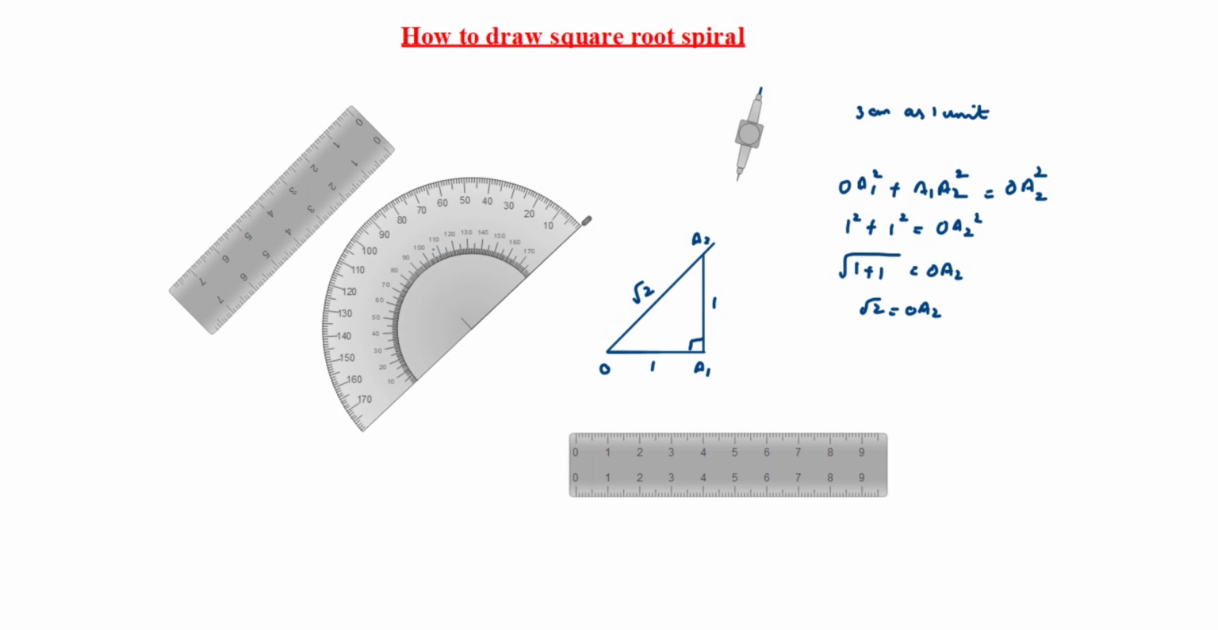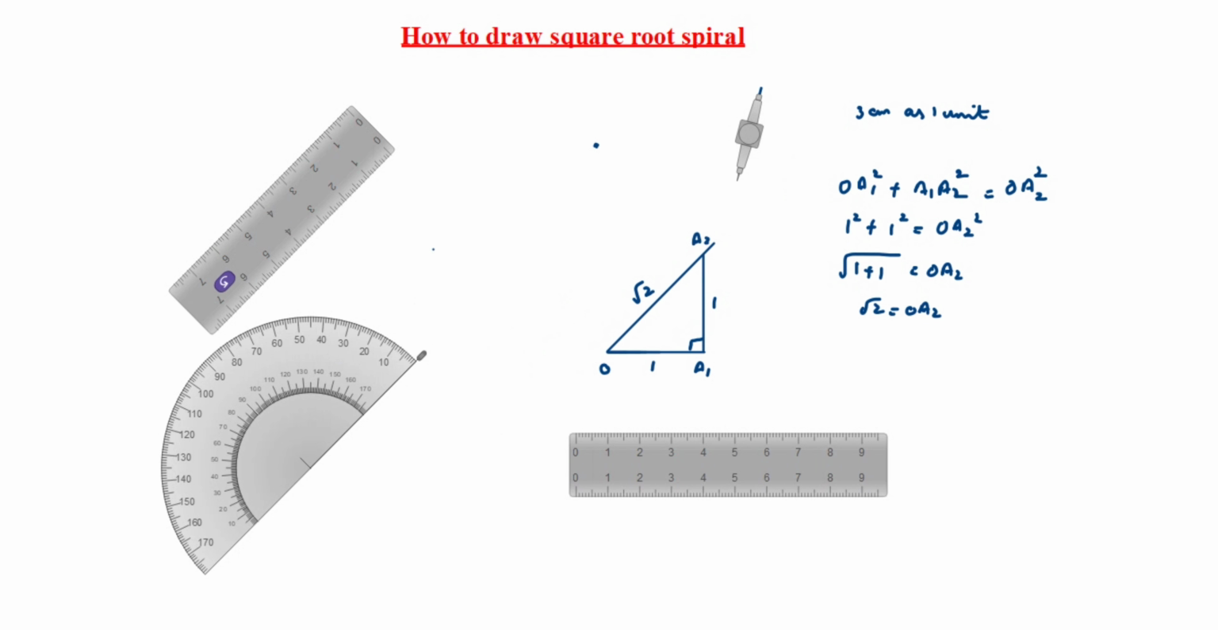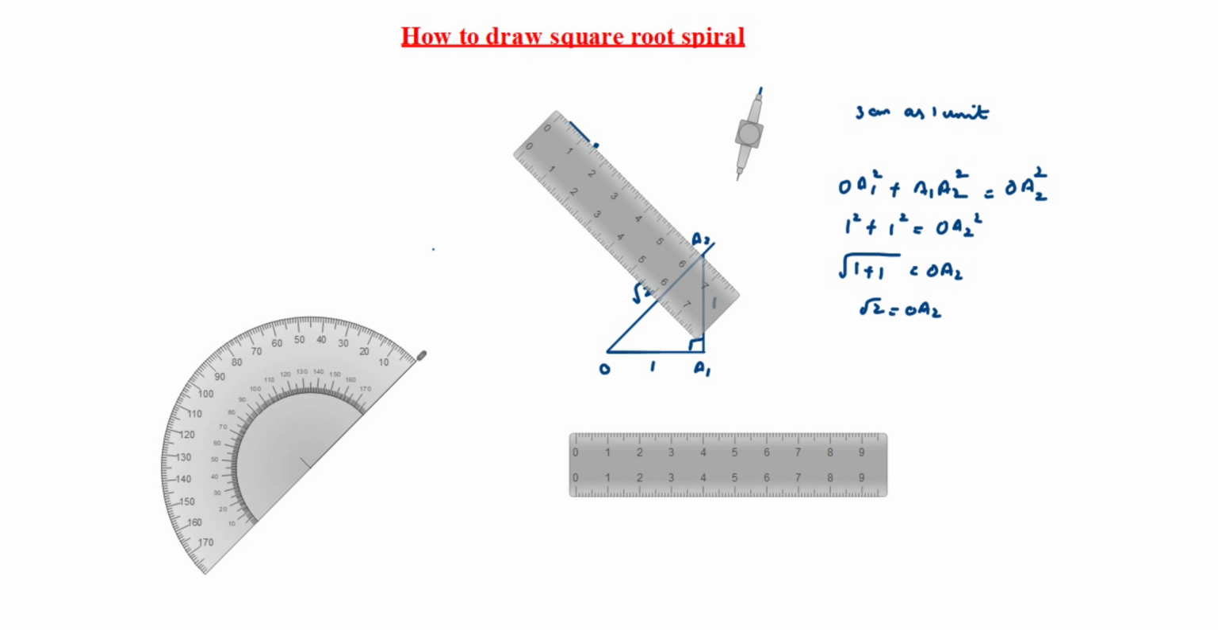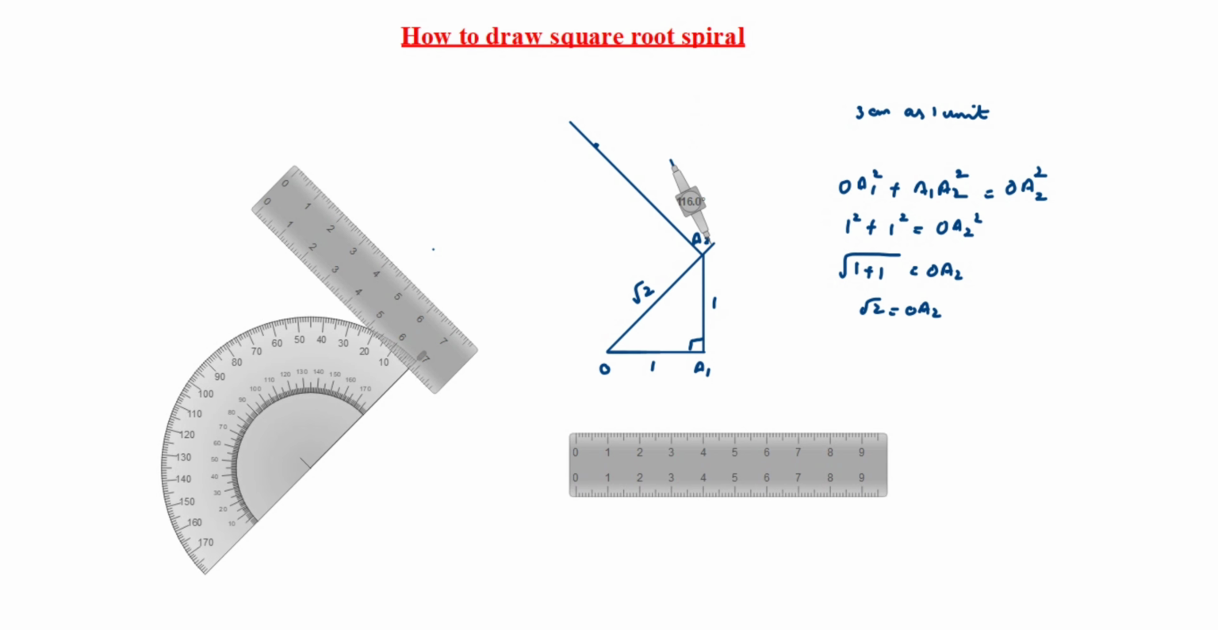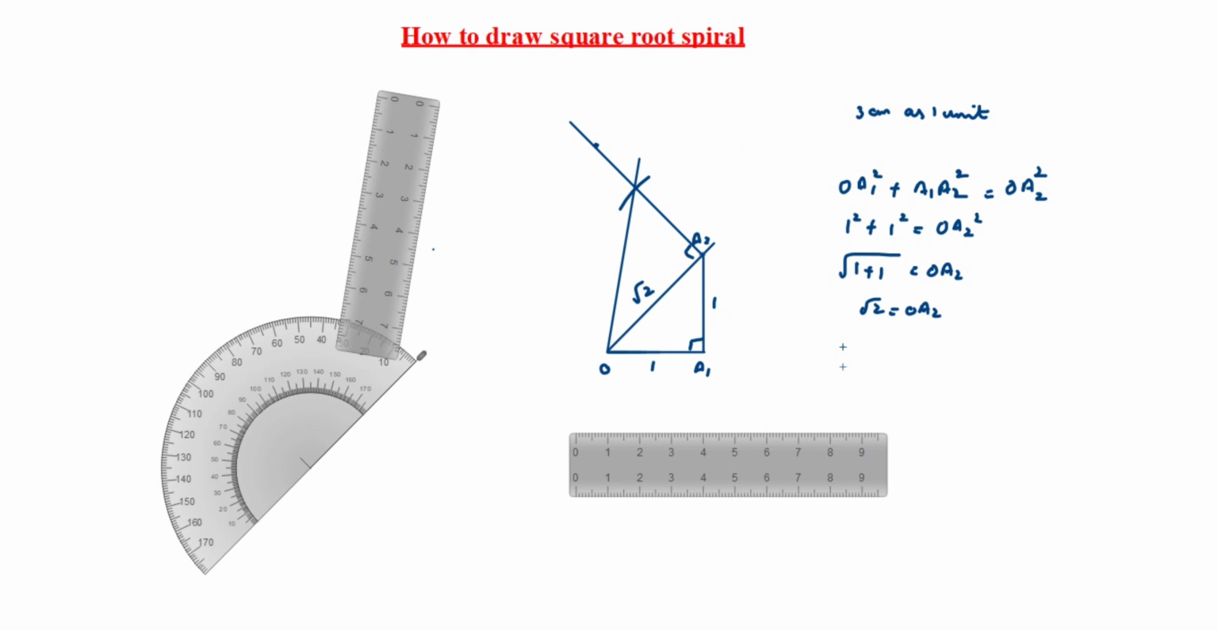Next, we will take the protector and take OA2 as a base and draw the perpendicular at A2. Mark 90 degree here and join the points using scale. Next, take a compass and reduce to 3 centimeter and draw an arc. Using scale to join the points. OA2, that is perpendicular line 90 degree. This is 1. Here is root 3. We will mark the naming as A3.